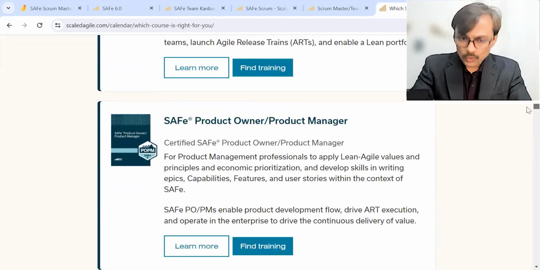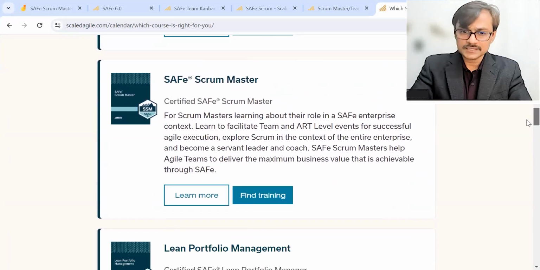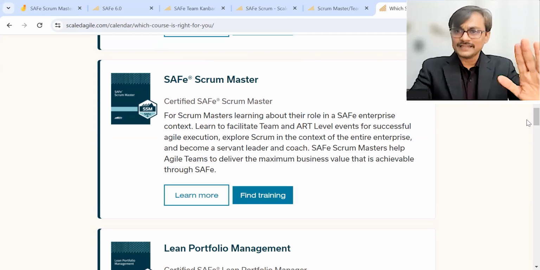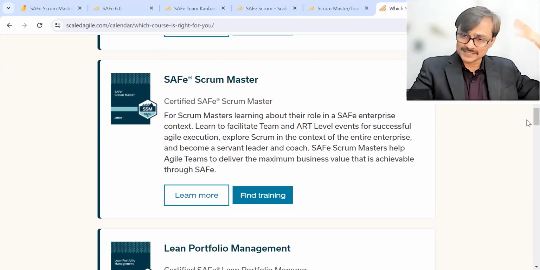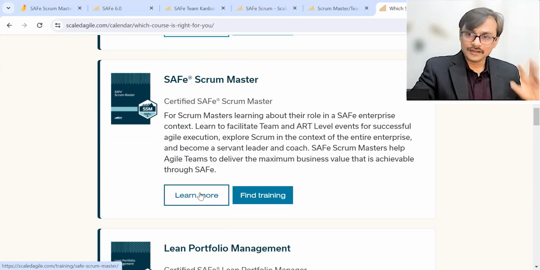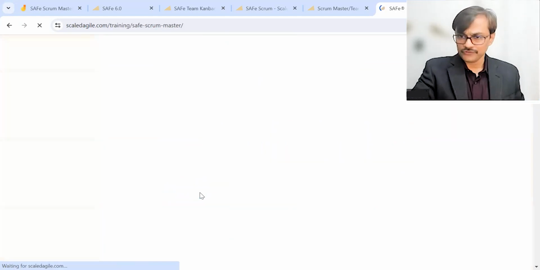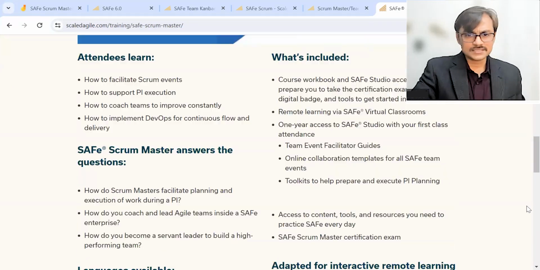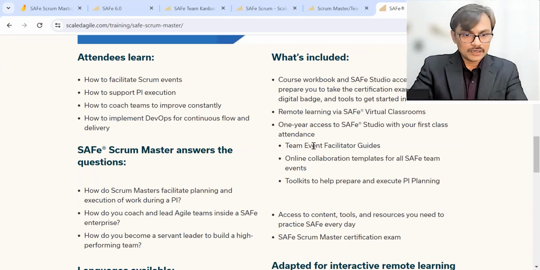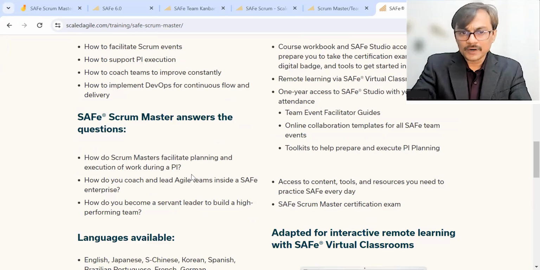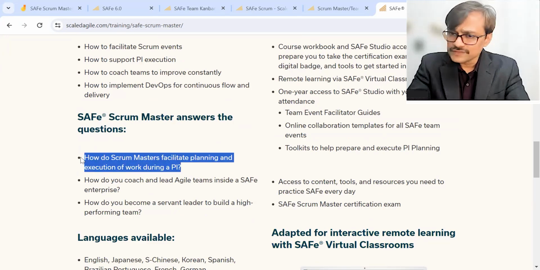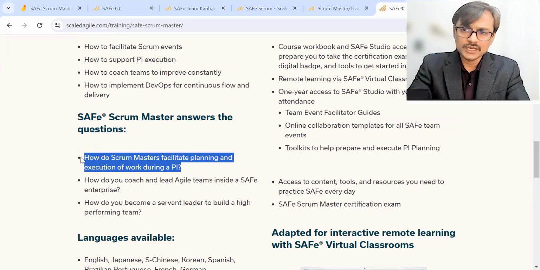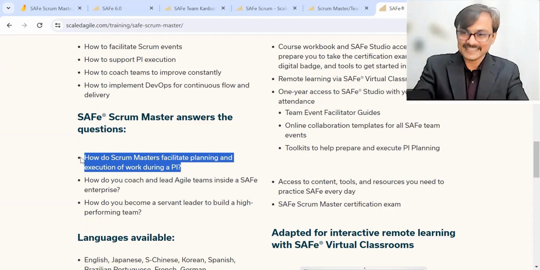But then there is a role-specific program called SAFe Scrum Master. It does not explain what a SAFe portfolio or a large solution is, but focuses on how the Scrum Master operates in a SAFe way of working. It is mainly about what a PI planning meeting is and what the role of the Scrum Master in a PI planning meeting is. More or less whatever I have explained gets covered in 16 hours.